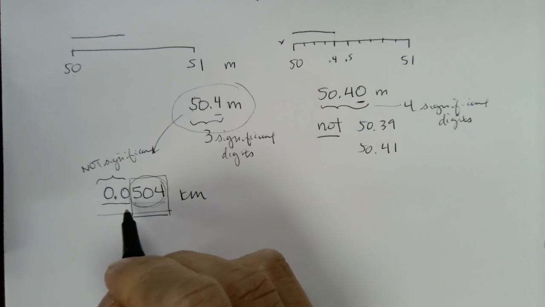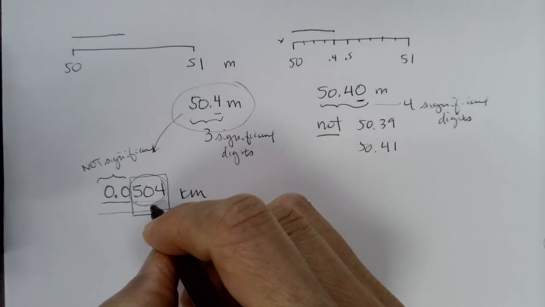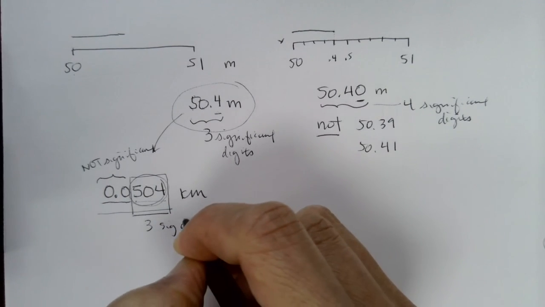You know, if I go to megameters, I'll have 0.0000504. Alright, so these are not significant. And these, again, these are my 3 significant digits.